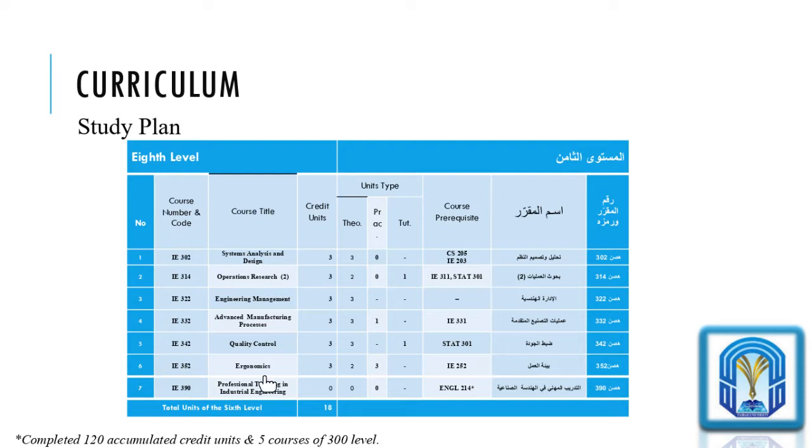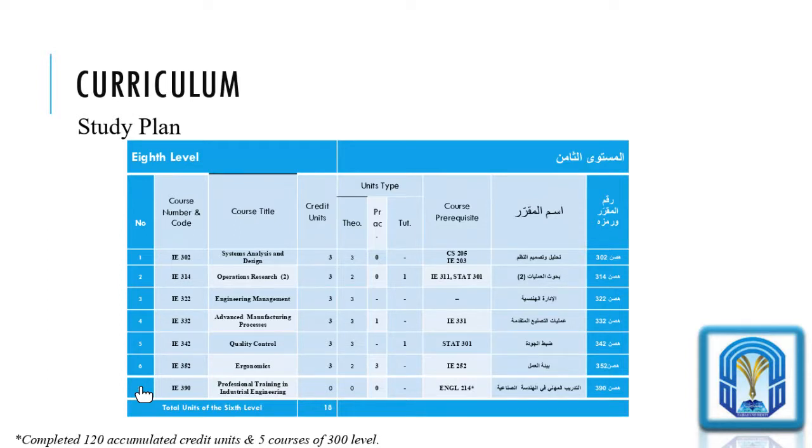Regarding the field training, IE 390, that usually comes at the end of the 8th semester. That means the summer semester that comes after the 8th level.